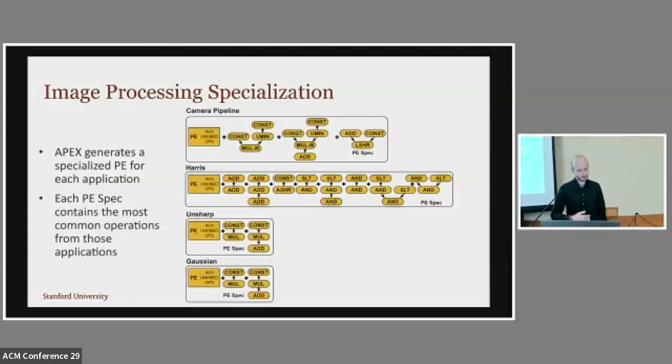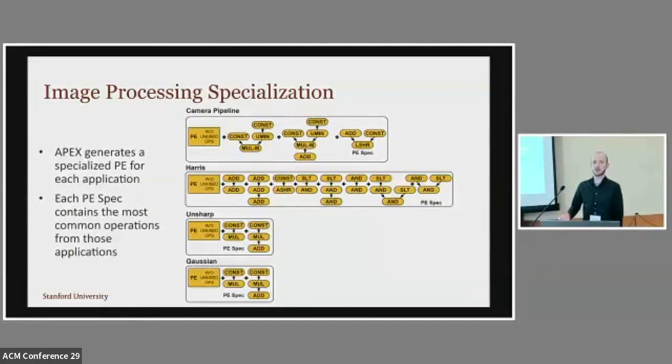So what APEX does is, for a suite of image processing applications that I've shown on this slide, it mines the most frequent subgraphs, the most frequent operations in those applications, and then eliminates those that have a lot of overlaps. Here, for each of these applications, we're generating a specialized PE for each of them. So there's one PE spec for camera pipeline, one PE spec for Harris, and so on. They include all of the operations shown in these boxes. These are fully specialized towards each of these applications.